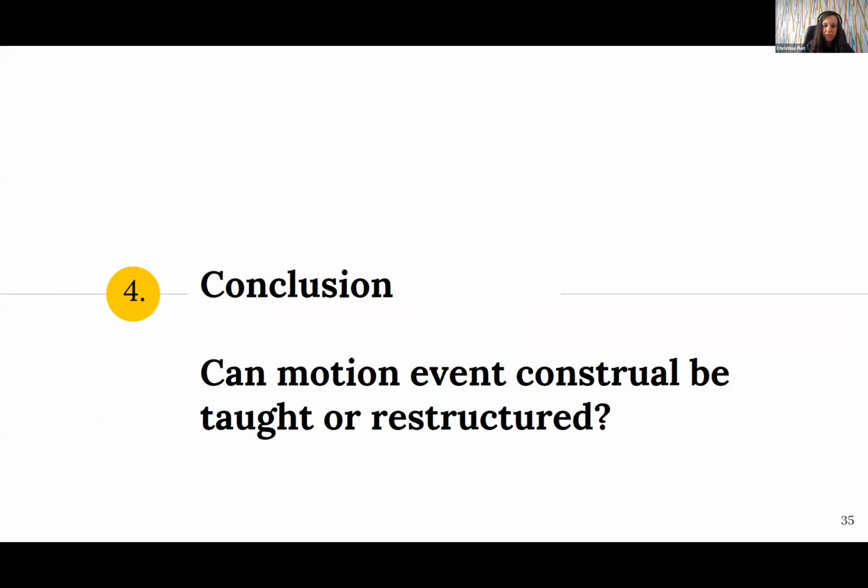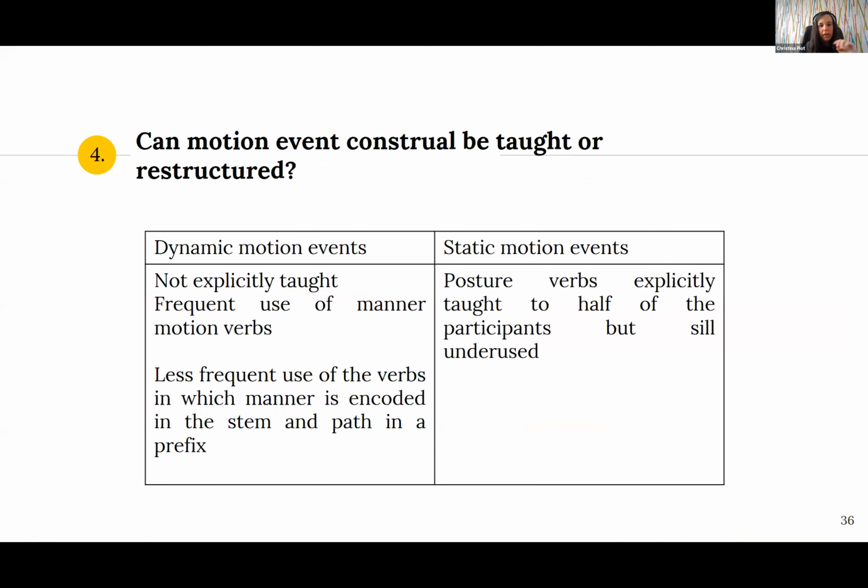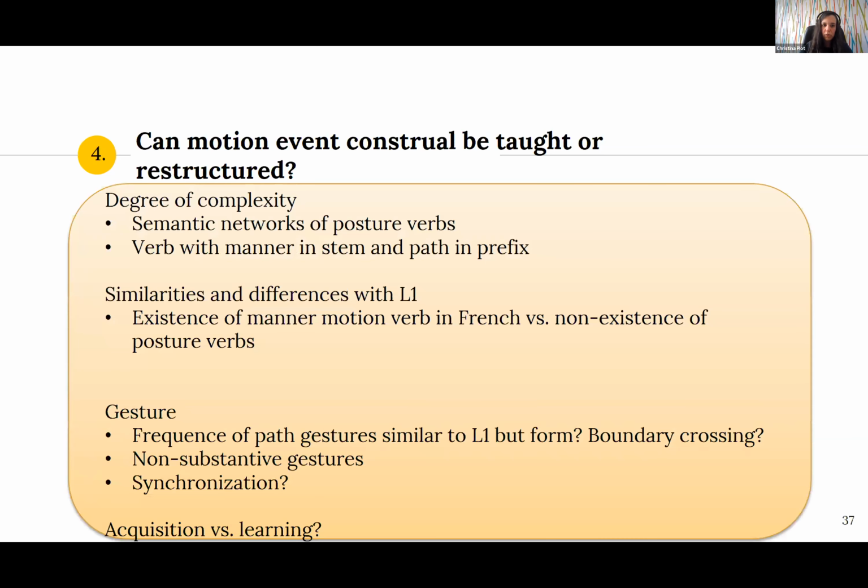So can motion events construed be taught or restructured? Well, I know that dynamic motion events had not been explicitly taught to learners. We see that they use manner verbs frequently, but that they don't really use verbs in which the path is in the prefix and manner in the stem. On the other hand, posture verbs had been explicitly taught to half of the participants. And from another analysis, I can tell you that there is no difference in the frequency of the use of posture verbs by the participants who had been taught and not been taught.